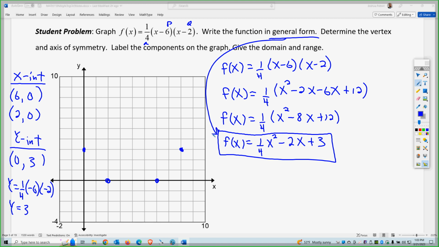So there's two ways I can get to the vertex, or at least the x value. This is halfway in between, right? So that's what, 1, 2, 3, 4. So x equals 4 is the axis of symmetry.